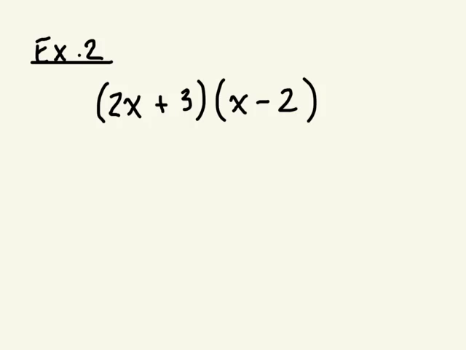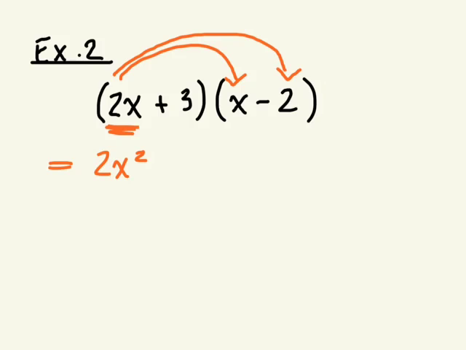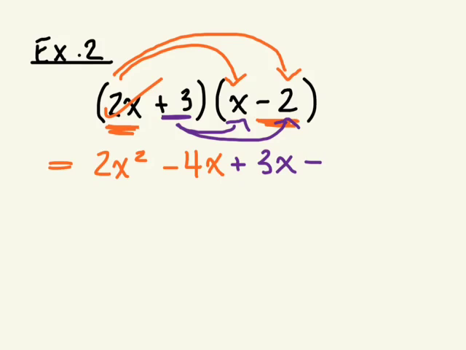In the next example, again, we're basically distributing. We're taking the first term. We need to multiply it by everything inside the second bracket. So what's 2x times x? 2x squared. And then we need to multiply 2x times what? Negative 2. Thank you. Negative 4x. Okay, so we're done with the first term. We distributed that over everything in the second bracket. Now we need to take the second term and distribute it. What's 3 times x? 3x. Then what? 3 times negative 2 is negative 6.